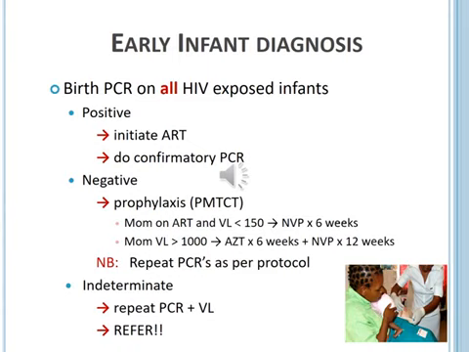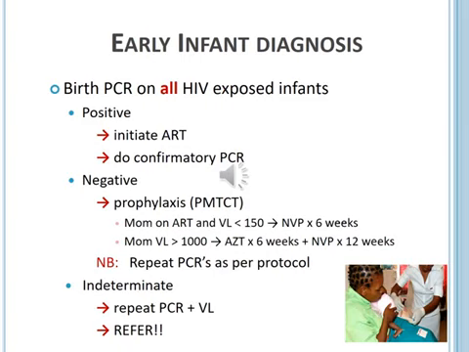If the birth PCR is negative, it simply means that the baby did not contract HIV intrauterine. So they need to be put onto prophylaxis as post-exposure prophylaxis for what happened during delivery. And once again, if the mom's viral load is undetectable, nevirapine for 6 weeks. If it's more than 1,000, then you need to give AZT for 6 weeks and nevirapine for a minimum of 12 weeks. And then remember to repeat the PCRs as per the protocol.